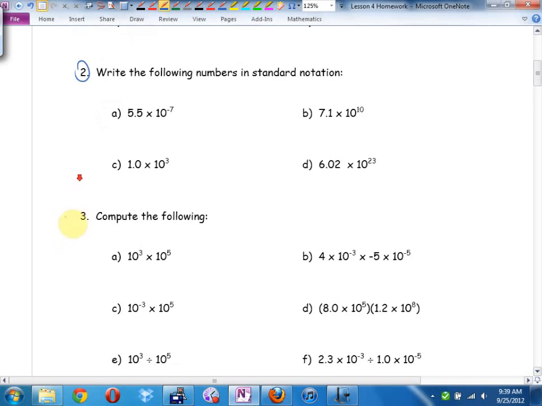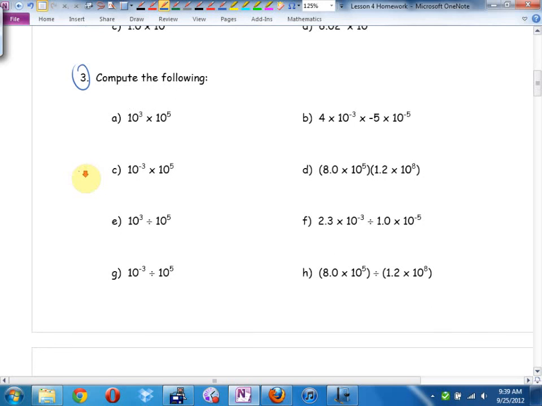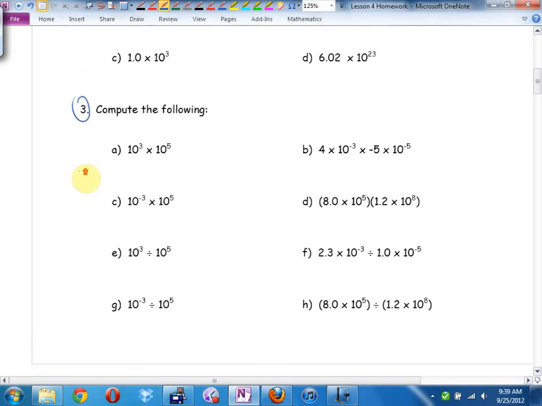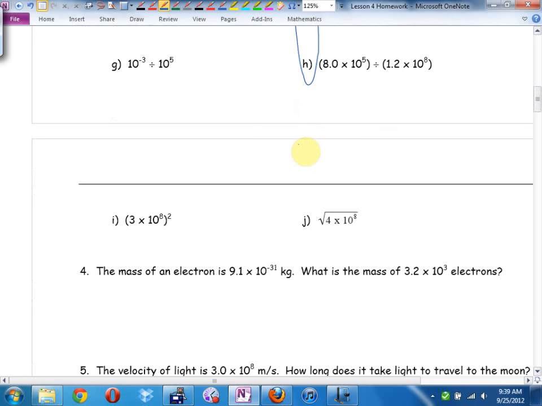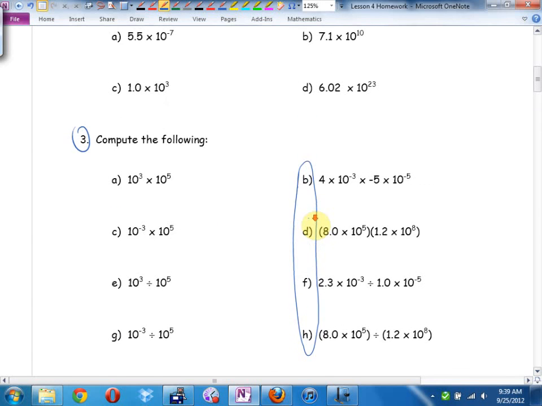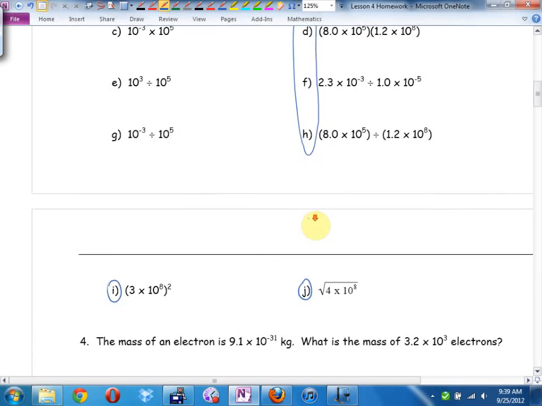2, shirt. 3, you know what? 3, I'm going to say do that column. And then on the next page, do I and J. You can skip A, C, E, and G. They're just powers of 10, which is kind of boring.